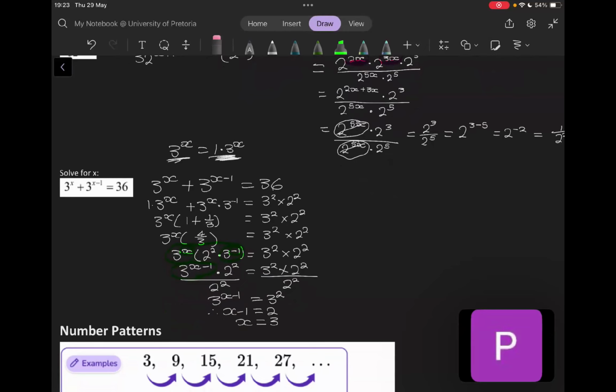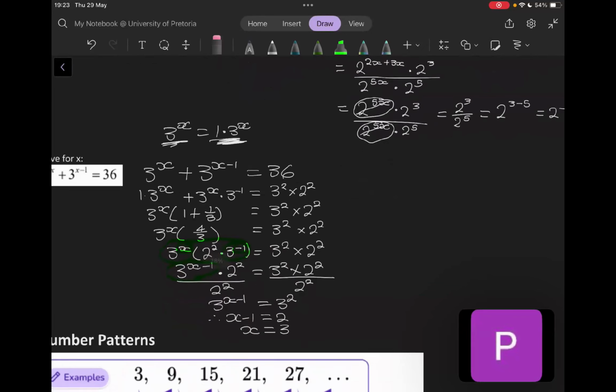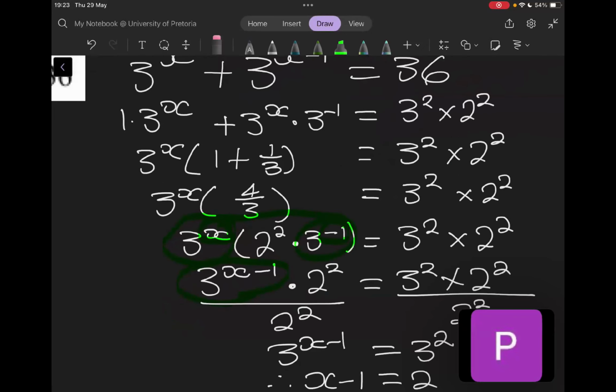Quick question. So now, where does the 2 to the power of 2 come from? On your left-hand side, it came from the 4. 4 is the same as 2 to the power of 2. And that's how I got that over there. Oh, okay, thanks.